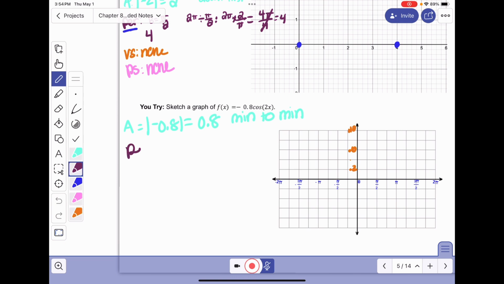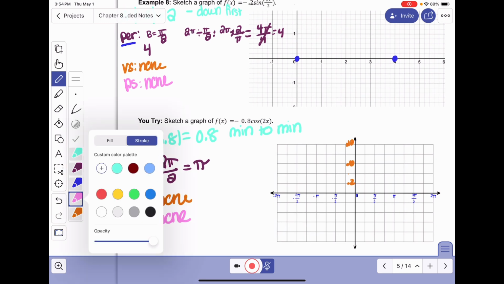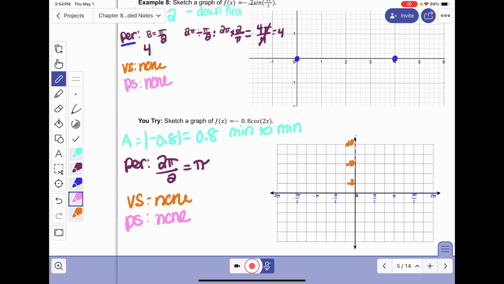Period. We're going to do 2 pi divided by 2, which is pi. And then vertical shift, there's none. Phase shift, there's none. So our period is going to be from 0 to pi. So that means we're going to start at 0, go to pi, and repeat. So every 4 boxes we would repeat.